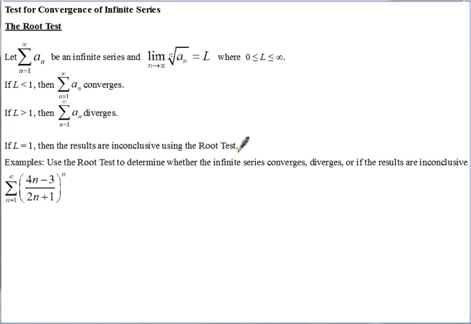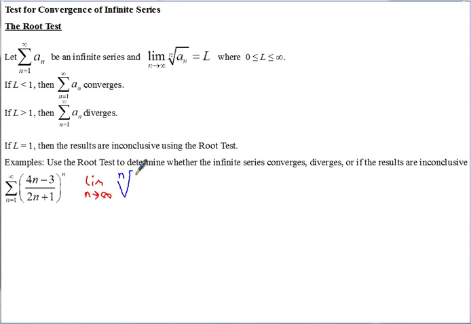So it says use the root test to determine whether the infinite series converges, diverges, or if the results are inconclusive. So to figure out if this series diverges or converges, again, the ones where the root test tends to work well is when you have the whole thing or part of the numerator or denominator raised to the nth power, like this one.